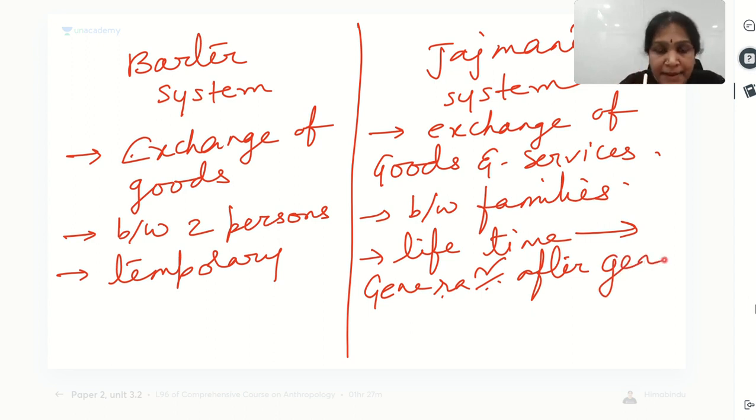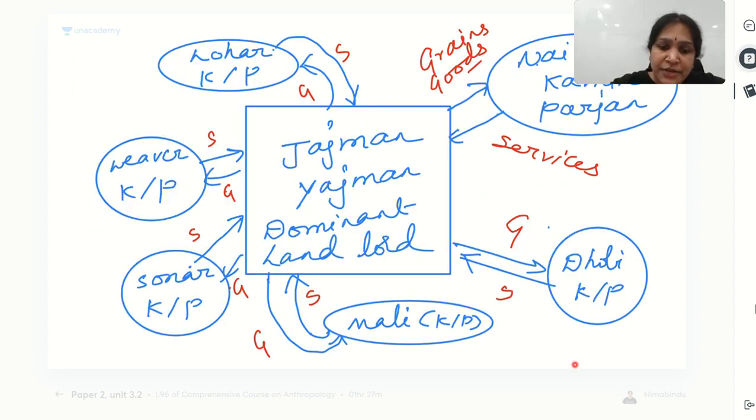And by the way, I'm completing the Jajmani system. Please note that I will not repeat all these points in the Jajmani system once again. Is it clear? So generation after generation means what? For example, this barber's son will do the barber work for this landlord's son. This barber's grandson will work for this landlord's grandson. So the relation goes generation after generation.